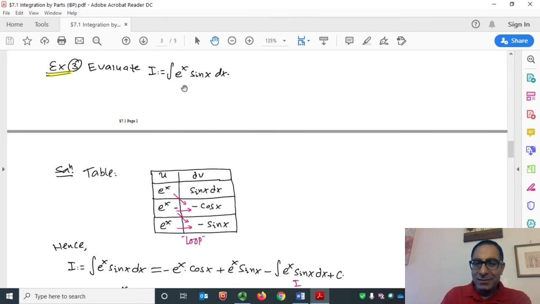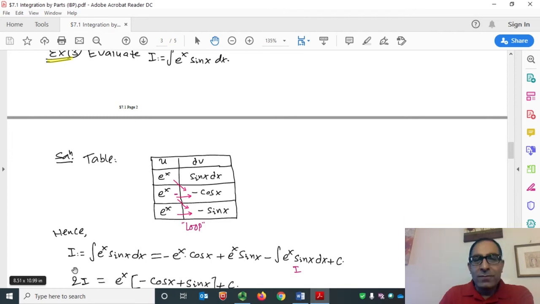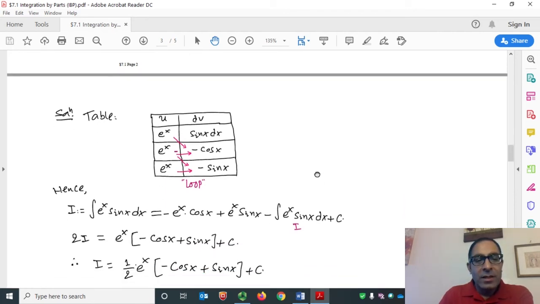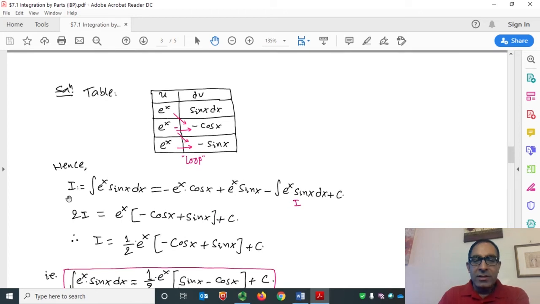We started by taking the integral of e to the x times sine x, and now we ended up with an integral of e to the x times sine x again. So that means we are making a loop here, right? We use IBP twice. Given the integral, I assume I equals the integral of e to the x sine x dx.